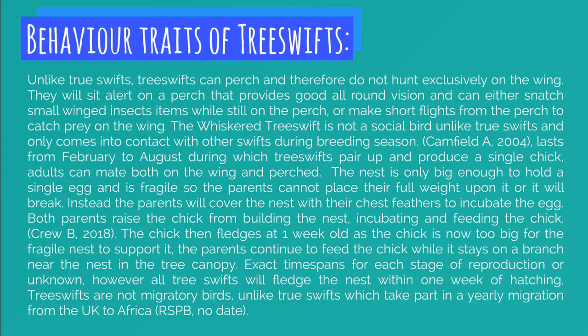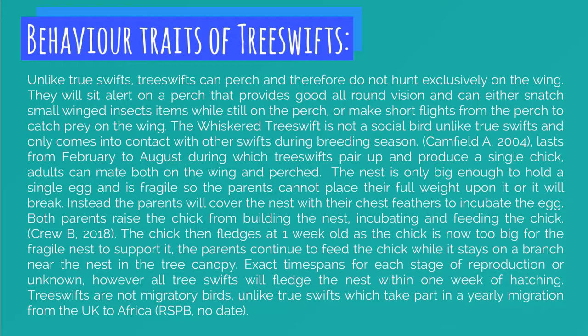Behavior traits of tree swifts. Unlike true swifts, tree swifts can perch and therefore do not hunt exclusively on the wing. They will sit alert on a perch that provides good all-round vision and can either snatch small winged insect items while still on the perch or make short flights from the perch to catch prey on the wing.